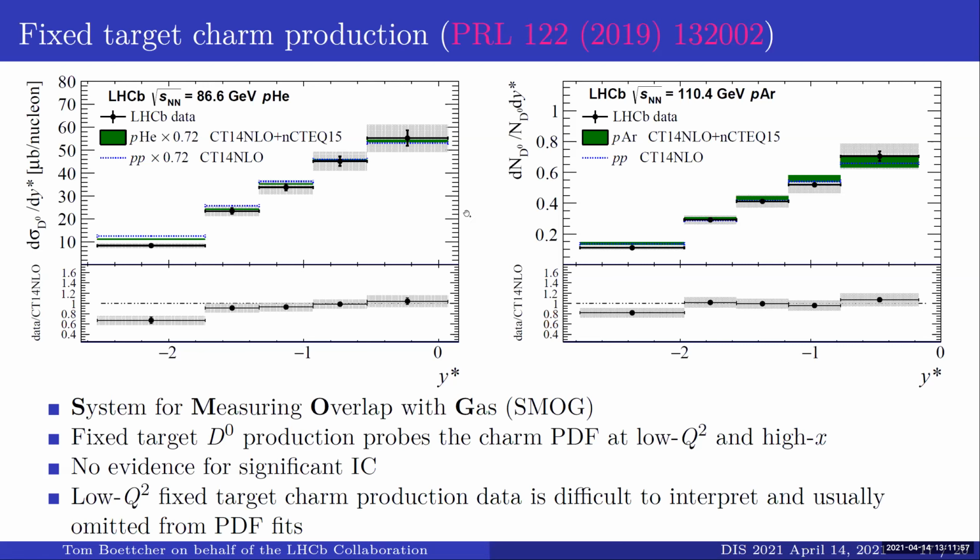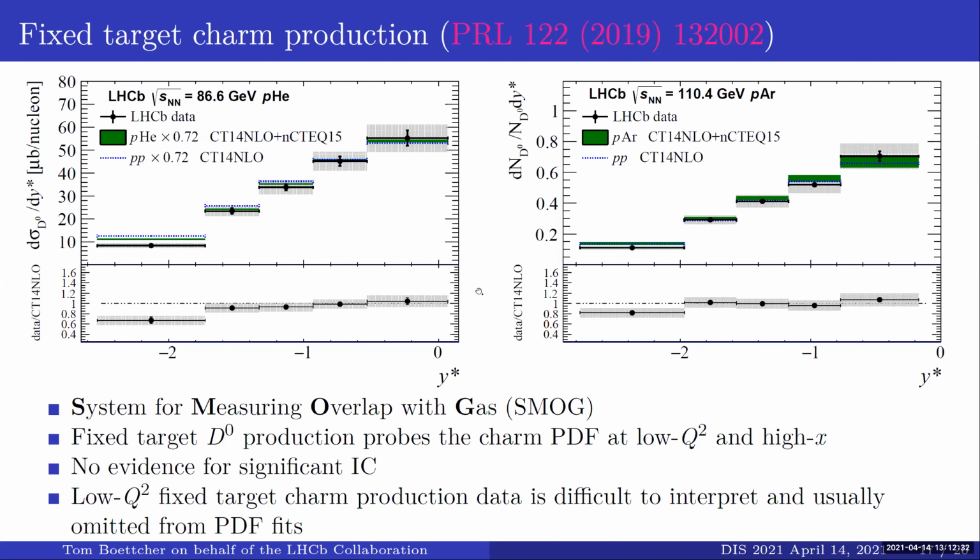Okay. So this is fixed target charm production using the SMOG system. We've measured this in both proton-helium and proton-argon. This probes the PDFs at low Q squared and high x. And so if there's intrinsic charm, we expect an excess in the most backward rapidity bins. And this is not what we see. So there's no evidence for significant intrinsic charm in this data.